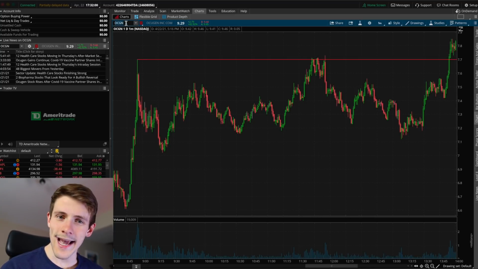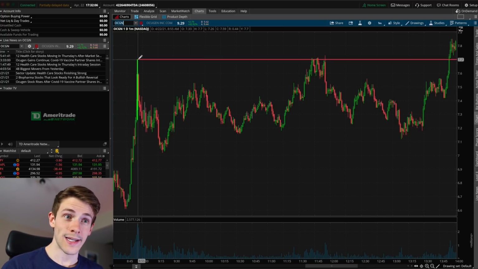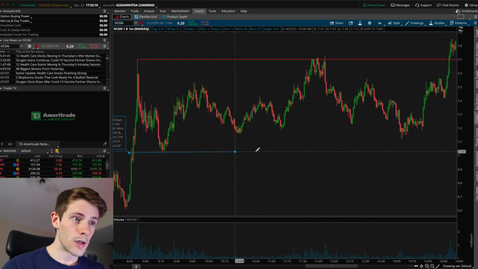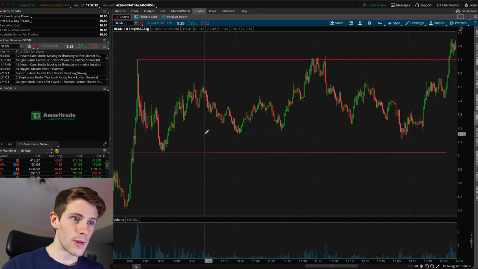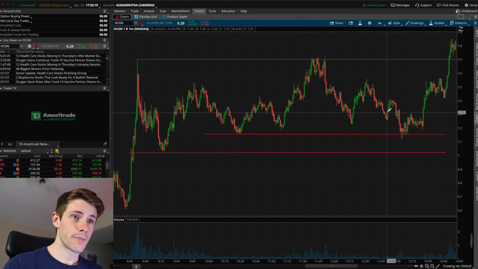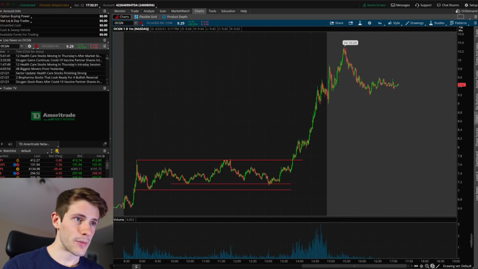Now, the same exact thing applies when you're trading to the short side, except instead of shorting when it breaks out, you want to short when it breaks down. So in this case, a good short would be if it breaks this key support level, or it breaks this key support level right here. That would be a good short in my opinion. So let me give you guys an example of that.